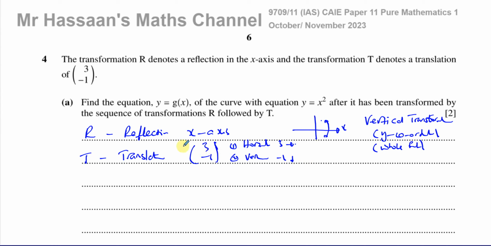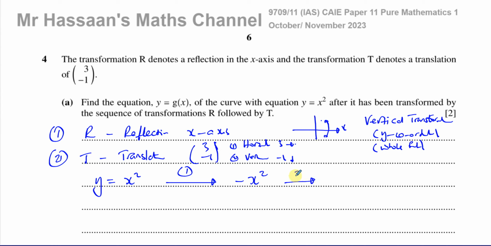They've told us to find the equation y equals g of x of the curve with the equation y equals x squared after it has been transformed by the sequence of transformations R followed by T. So first R and then T. First of all, we start off with y equals x squared. After the first transformation, the whole function is going to change its sign, so you multiply the whole thing by minus 1. So it's going to be minus x squared.